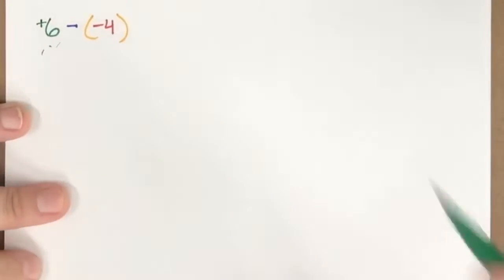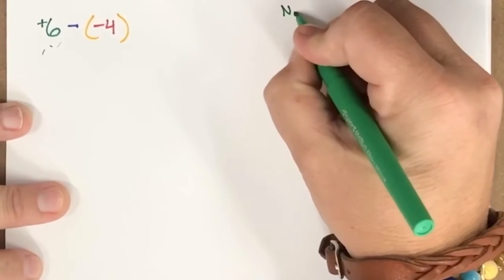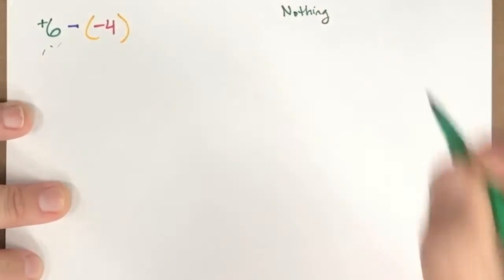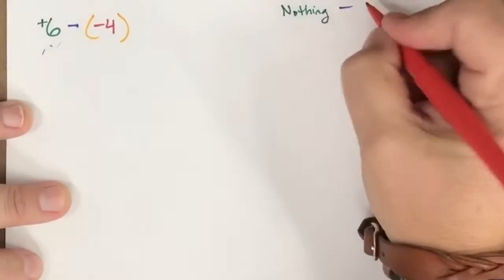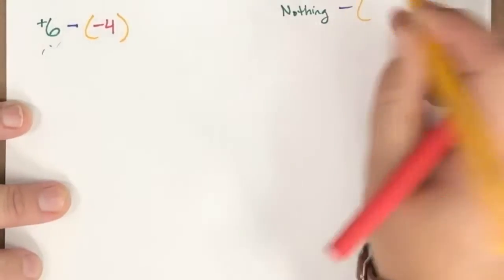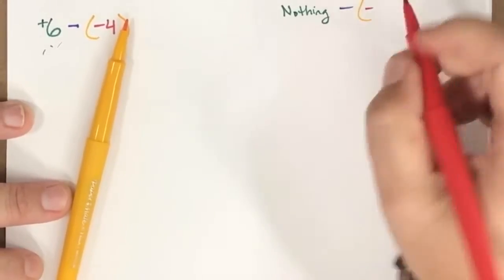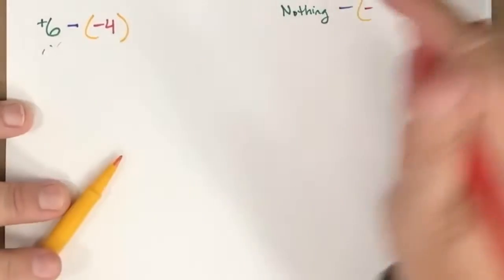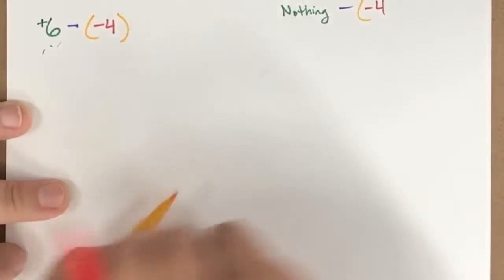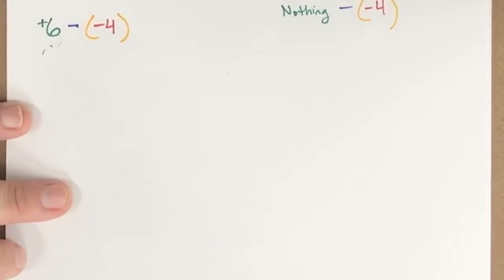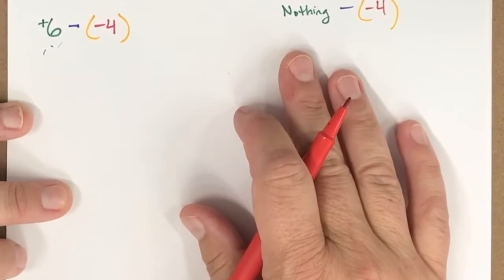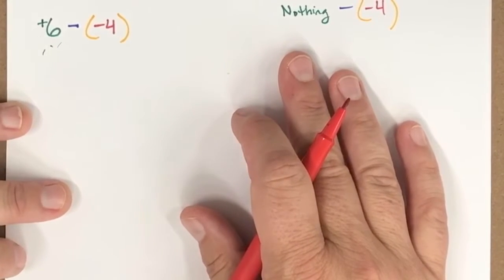Well, let's just pretend for a second you have nothing. Okay? And then you're going to subtract -4 from nothing, right? Well, what's going to happen is you're going to have to go further negative, right? So if you have no money and you take away $4, now you have -$4, right?